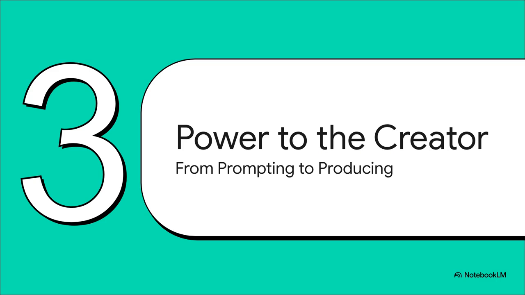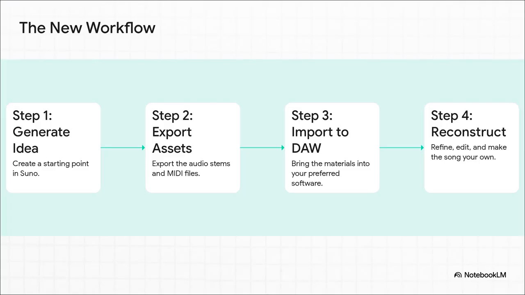And this just completely changes the role of the person using the tool. You're not just a prompter anymore. You're not just asking an AI for a finished song. Now you're a producer, using AI to generate the raw materials that you can then shape, mold, and refine yourself. This opens up a brand new creative workflow. You can generate a core idea in Suno, export the raw ingredients, the audio stems, and that all-important MIDI, and then just pull them into your professional DAW. And from there, the sky's the limit.